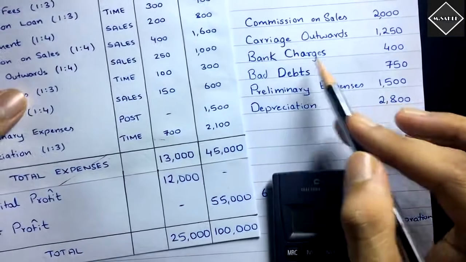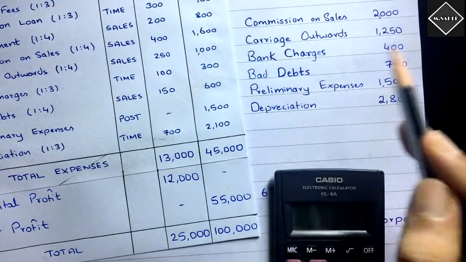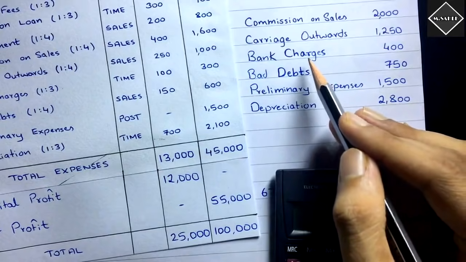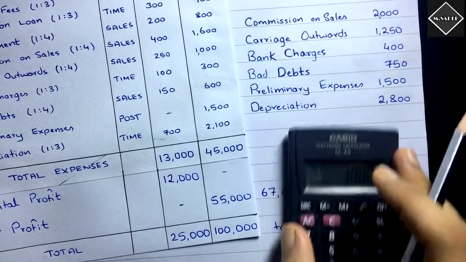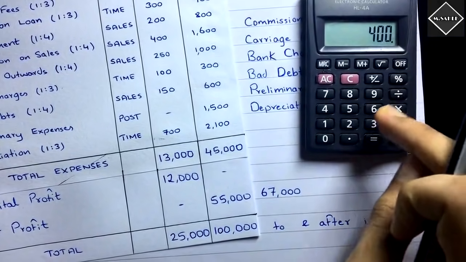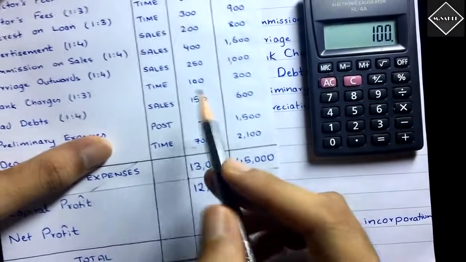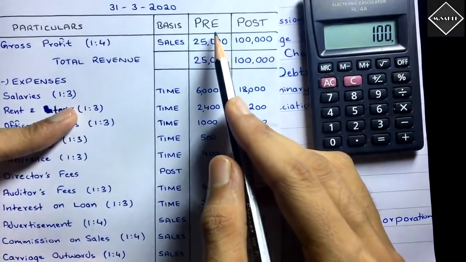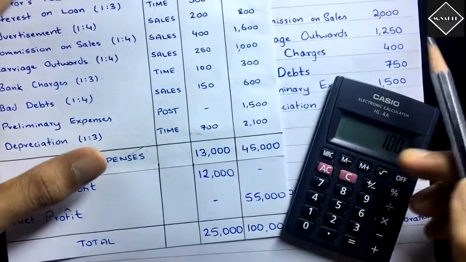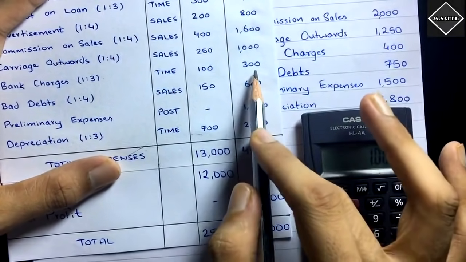And then we have bank charges. See here, bank charges 400 rupees. Now bank charge is a fixed expense. It is not related with sales. So that is why this will go in the time ratio. So how to do this? Simple, right? 400 into, what is the time ratio? Time ratio is 1:3. So 1 divided by 4, that is equal to 100. So 100 will go to pre, and then the remaining will go to the post column, 300. Simple, right? Out of 400, if 100 goes to pre, then the remaining is 300, which will go to post.